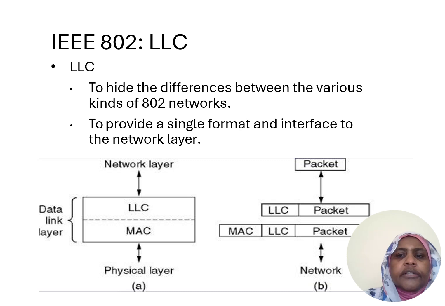As you can see here, the logical link control receives the packet, adds its header to it, and passes it to the medium access control, which adds a header and a trailer and passes it to the physical medium.